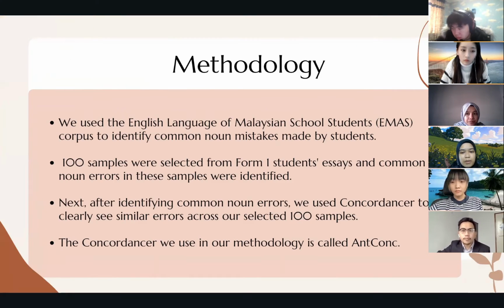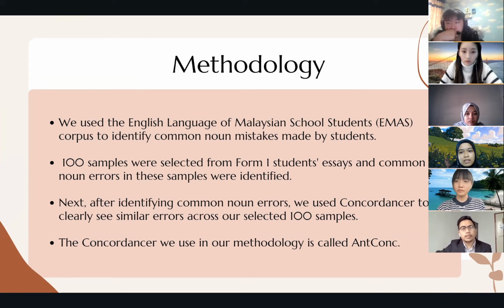So next, for the methodology, we use the English Language of Malaysia School Students AMAS corpus to identify common noun mistakes made by students. 100 samples were selected among Form 1 students' essays, and we identified common noun errors from these samples. After identifying the common noun errors, we use a concordancer to clearly see any similar errors from our selected 100 samples. The concordancer that we use in our methodology is called NCOG.